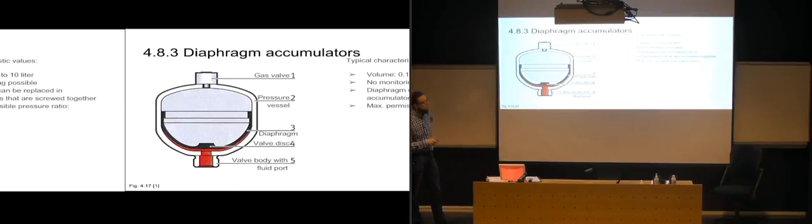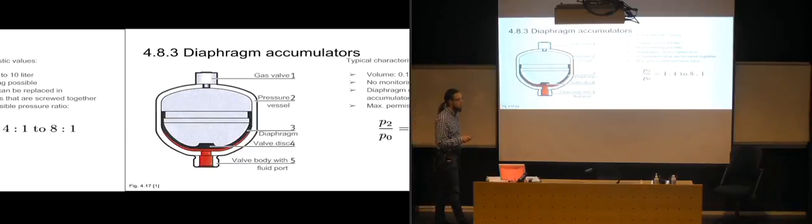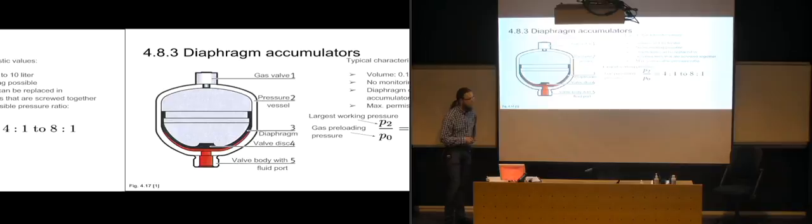So the maximum pressure ratio is between 4:1 and 8:1, so that you can't really have that much of a difference between your largest working pressure and your preloading pressure in these. So they are more used for the smaller tasks where maybe you are just going to operate the pilot pressure of a valve or something. So it doesn't require much fluid because you have a maximum of 10 liters available, and it doesn't really require all that much pressure. It just needs a little bit to be able to work. And as mentioned, they are either welded or screwed together.